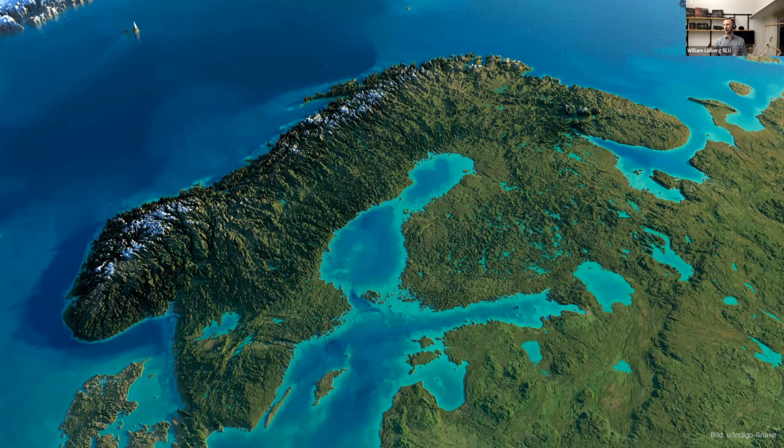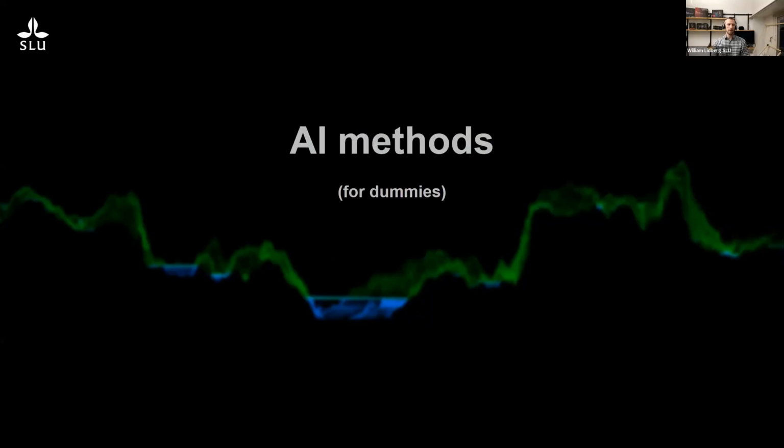But before I go into that, I need to give a brief introduction to the machine learning methods that I have been using in my projects. So I made a quick guide for dummies. Normally, I have a different audience when I talk about machine learning, so you have to bear with me for a bit.